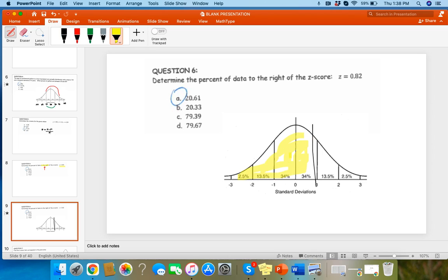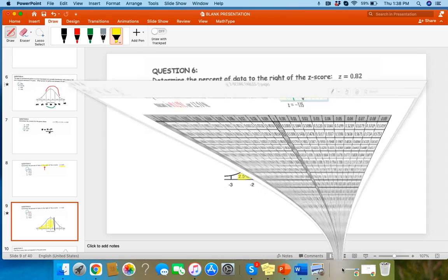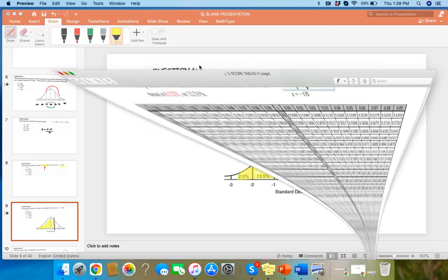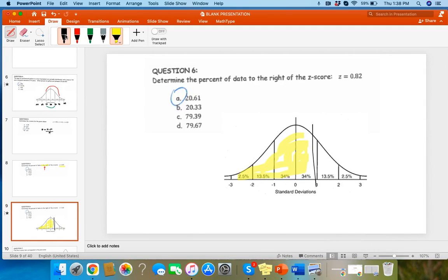And so let's go and look it up. It was a z-score of 0.82. So 0.8 is here. There is 0.82. So 79.39. So when I look at this guy, I have this percent is 79.39%. Now, you've got to watch out because the actual text of the question did not ask for the left. It asked for the right. And so to be able to find that, you take this number and subtract it from 100 to find this side of the graph.